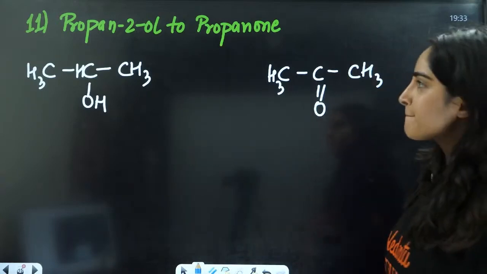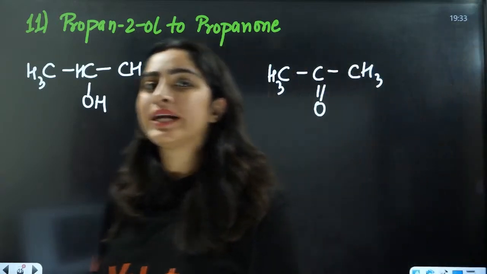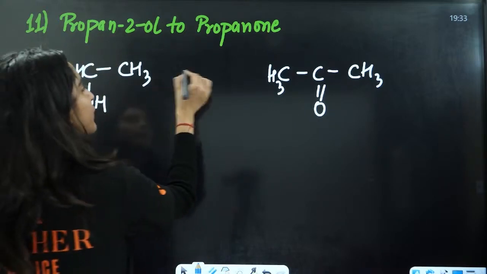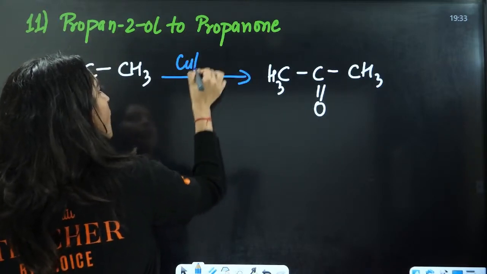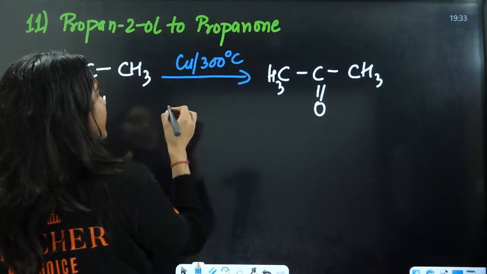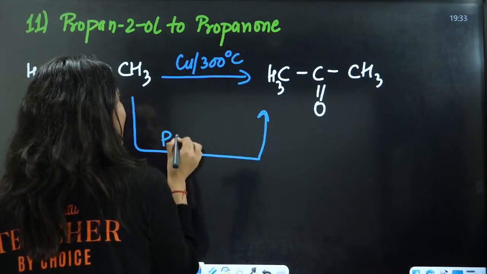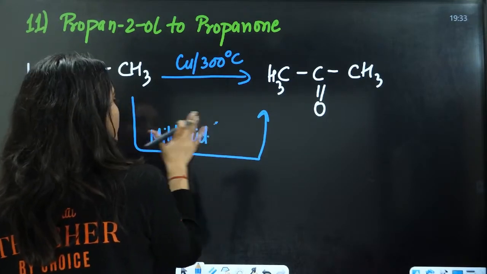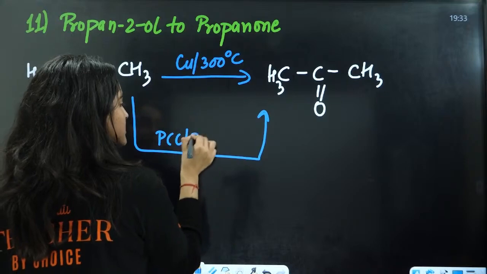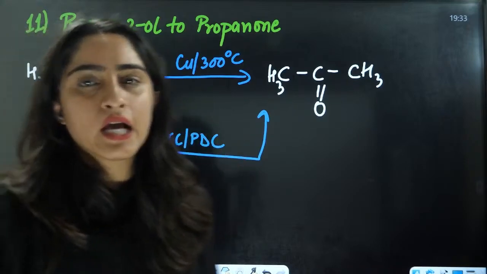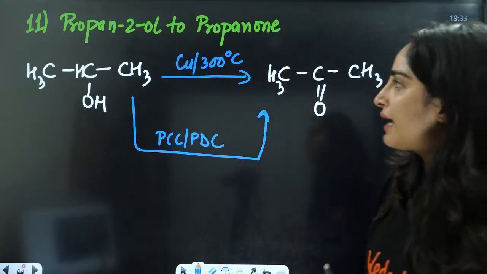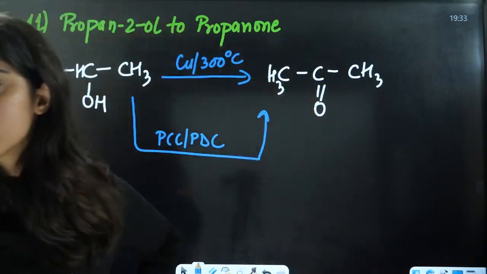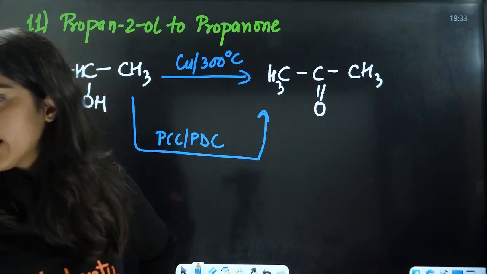What you need to do? You need to oxidize it, right? We can use 2-3 things here, okay? We can use copper at 300 degrees Celsius, right? We can use PCC, any mild oxidizing agent, like PCC, PDC, all that. Okay, you can do this by converting that 2 degree to this one, right? Okay, everybody? Yes.